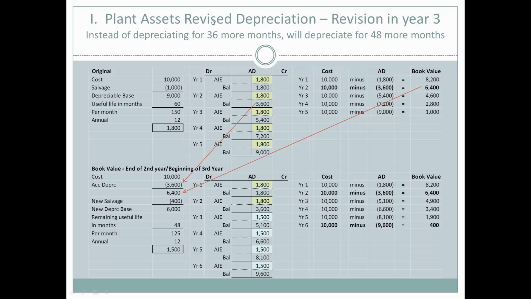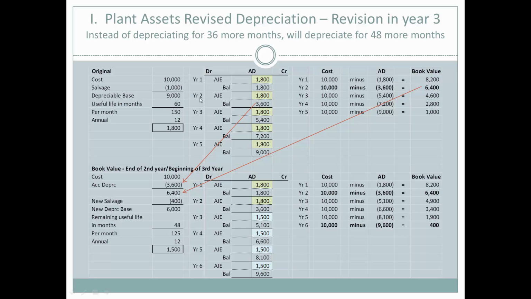So we have a plant asset with revised depreciation. The revision will be made in year 3. Instead of depreciation for 36 more months, the company will depreciate for 48 more months. So here we have an asset, the cost minus salvage, and a depreciable base. We assumed 5 years. This is our per month depreciation. Annually, it will be $1,800.